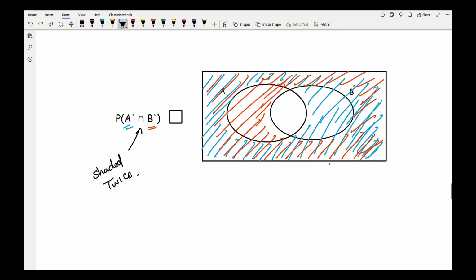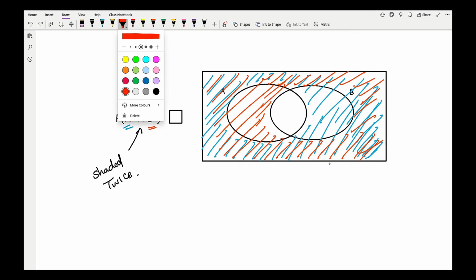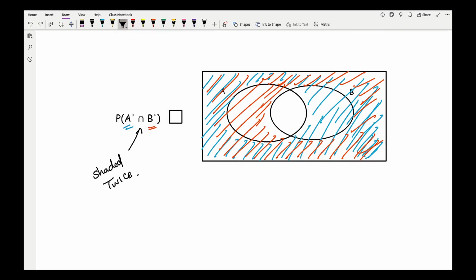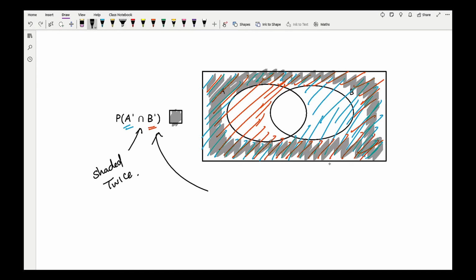Well, again, if I go for a different highlighter, let's go for something a little bit darker. I'm struggling to think which colours I've not used. Let's go for grey. So the area that's shaded twice is actually going to be this outside area, because that's the only part where I've got both orange and blue. And there you go. So this can also be known as, AKA, neither A nor B.